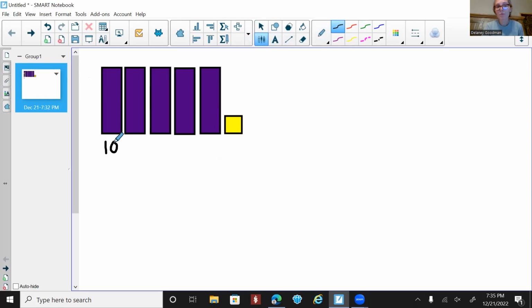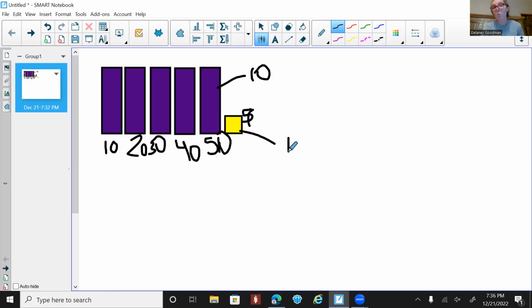10, 20, 30, 40, 50, oh, 51, right? Because these count as 10, and then the single square counts as 1. So I know that 50 plus 1 equals 51. Okay.